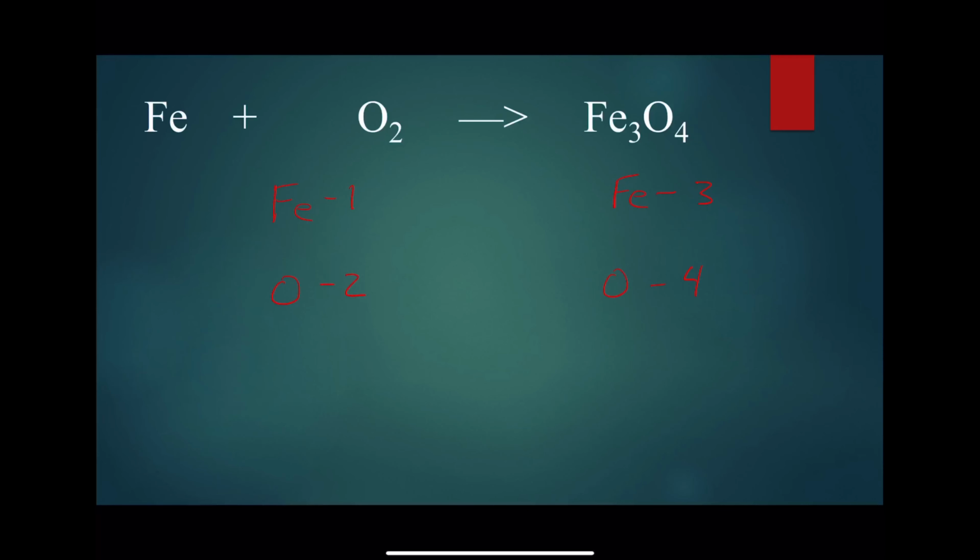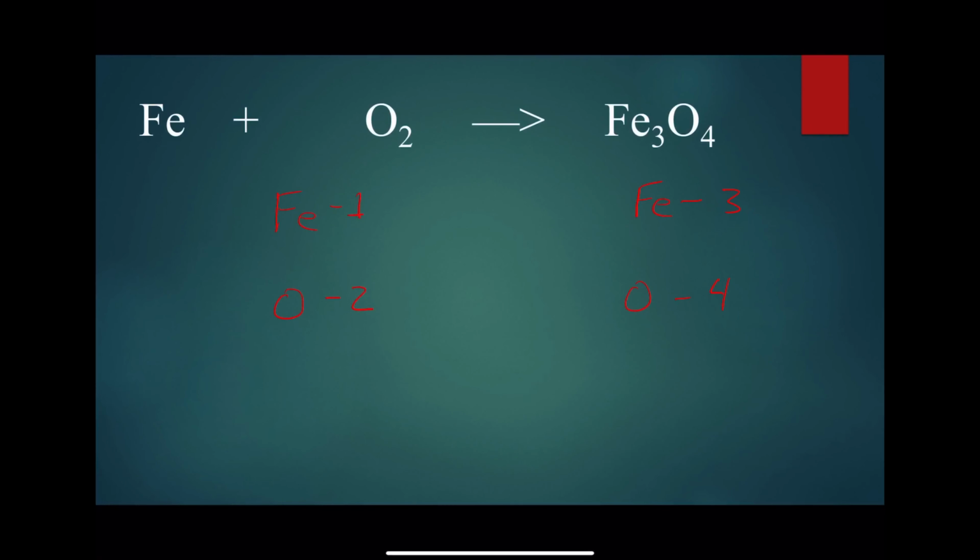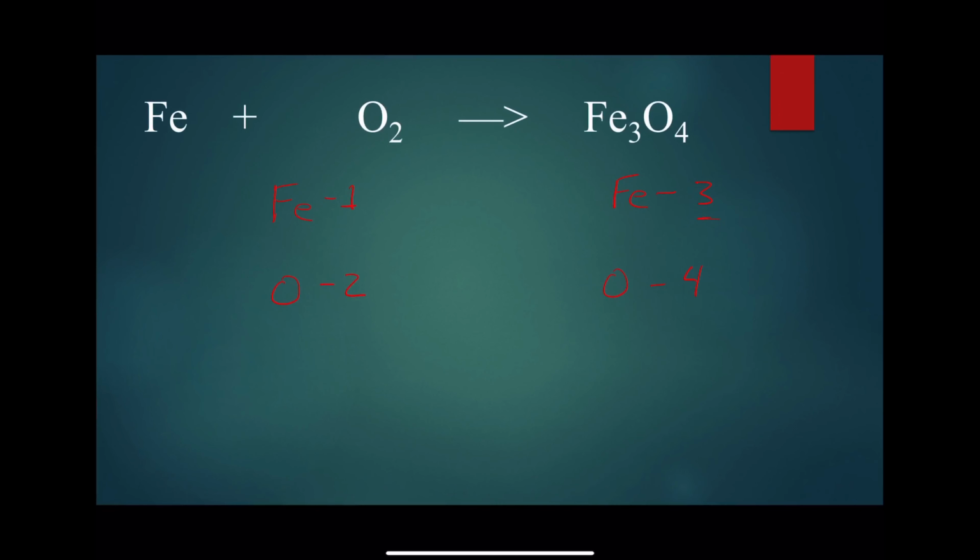The easiest one to fix is probably going to be the oxygen, so we'll just fix the iron first. So if I have 1 here and 3 here, I'll place a 3 in front of the iron. That changes that to a 3. The irons are now happy. And then I have 4 oxygens here, 2 oxygens here. If I place a 2 right there, that'll turn that into a 4. And both sides of the equation are now happy. 3 iron, 4 oxygen, and we now have a happy equation.